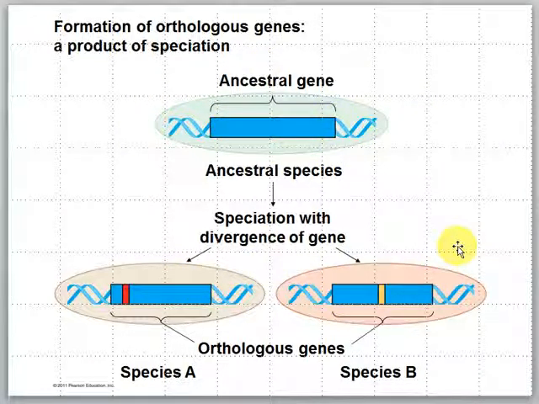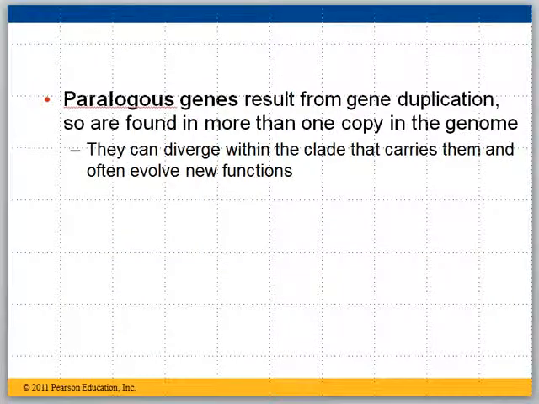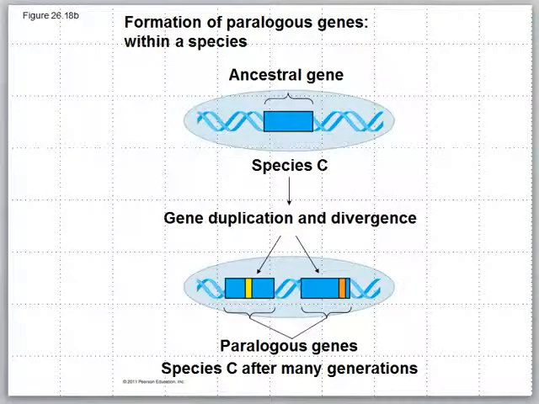The other type of gene we can look at is called a paralogous gene. Paralogous genes result from gene duplication and are found in more than one copy. There are more than one copy of them in the genome. They can diverge within the clade that carries them and often involve new functions. So again, let's look at a picture so we can understand what we're talking about. Here we show the ancestral gene in the original species C, and then we have species C here after many generations, but you can see that something has happened to that particular gene we're looking at.